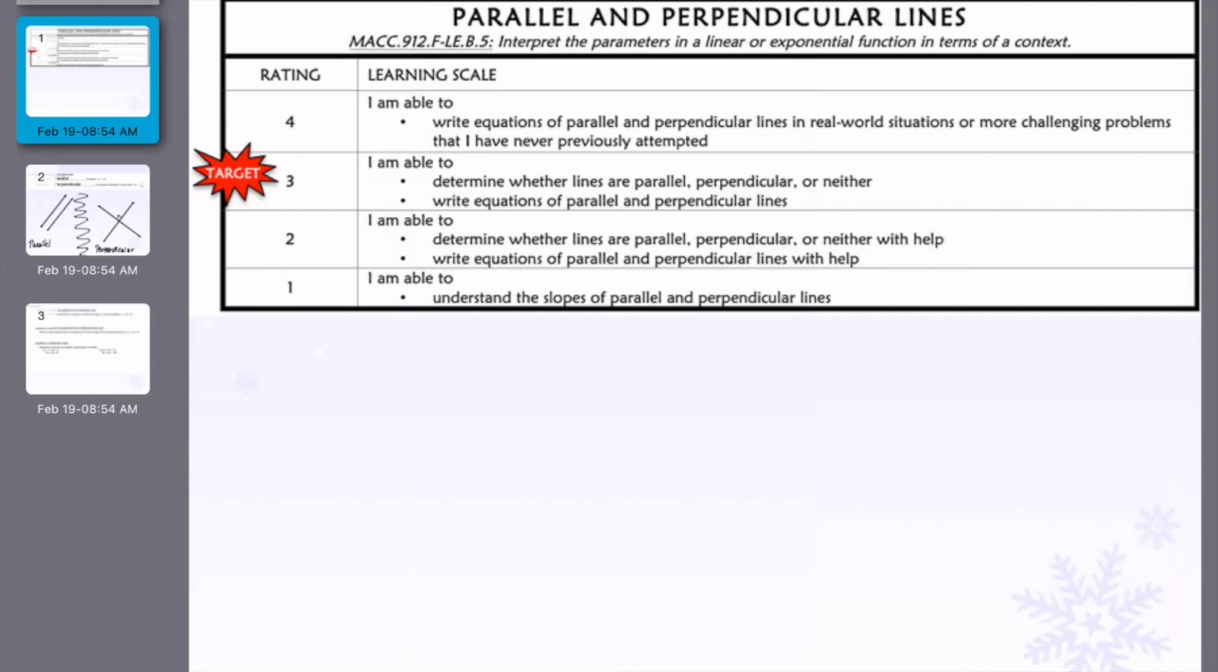We're going to be talking about parallel and perpendicular lines. And by the end of this video, I hope that you're able to determine whether lines are parallel, perpendicular, or neither. And I hope that you're able to write equations of parallel and perpendicular lines. But first off, what is the main difference between parallel and perpendicular lines?